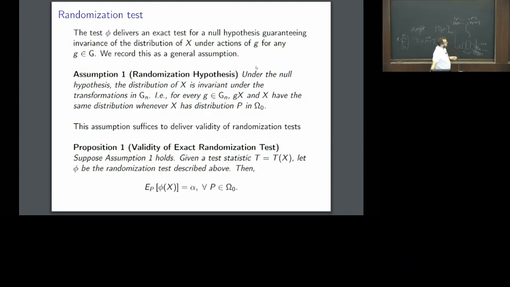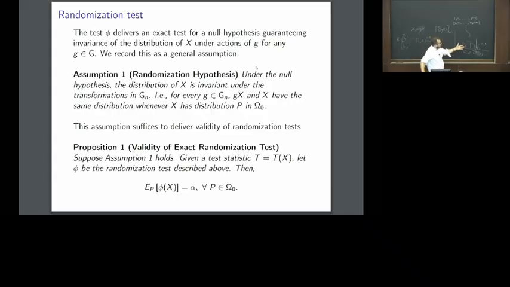So the randomization hypothesis is that under the null hypothesis, the distribution of X is invariant under group transformation in G. So exactly what we wrote. Gx and X have the same distribution whenever X has a distribution that is in the null set omega naught. And we definitely don't want that to be true outside of the null set because otherwise we wouldn't have power.